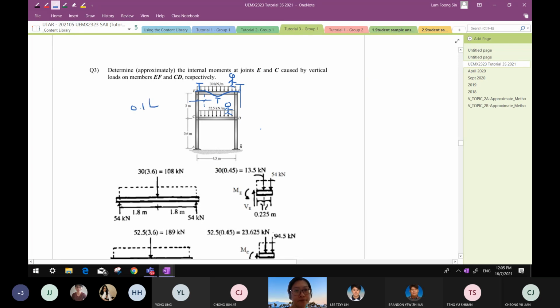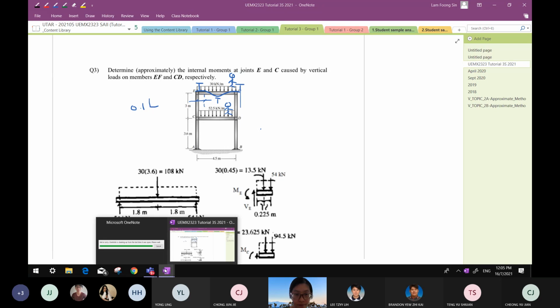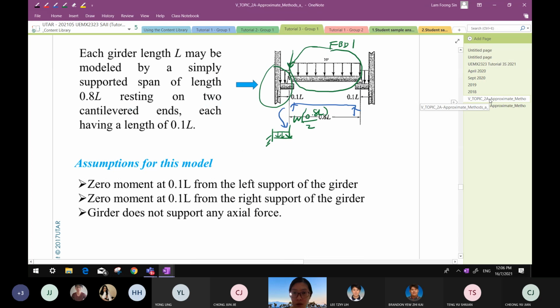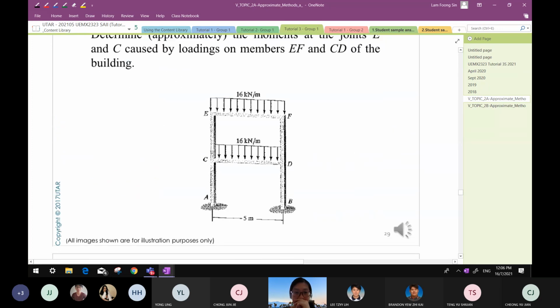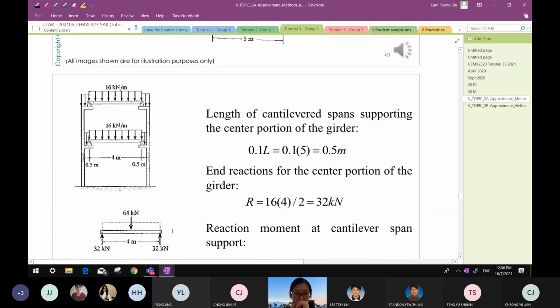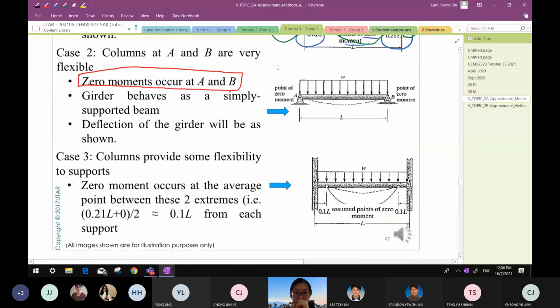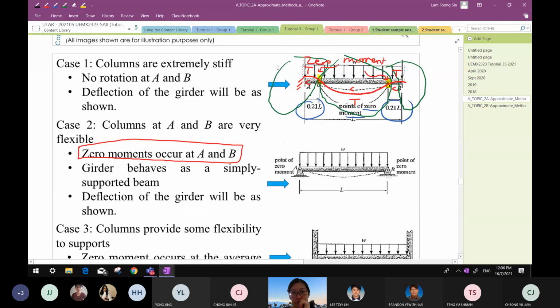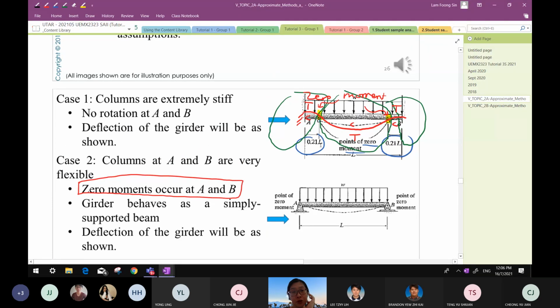0.1 of an L. 0.2. Is it 0.1 or 0.2? Two to five, they are by 2. 450, right? 450 is 0.1. Yeah, taking 0.1 of a length. You can also take 0.2.